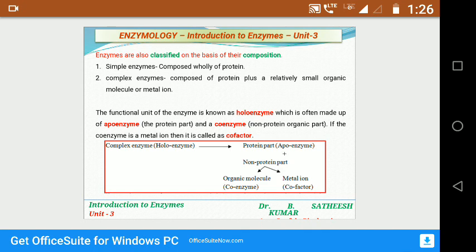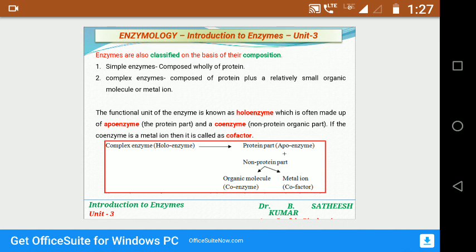In the next topic we are going to discuss some of the basic terms we usually come across in enzymology. We have already discussed the general classification of enzymes based on their reaction mechanisms. We have differentiated all the enzymes into 6 classes, but here we are going to look at another kind of classification based on the composition of enzyme.